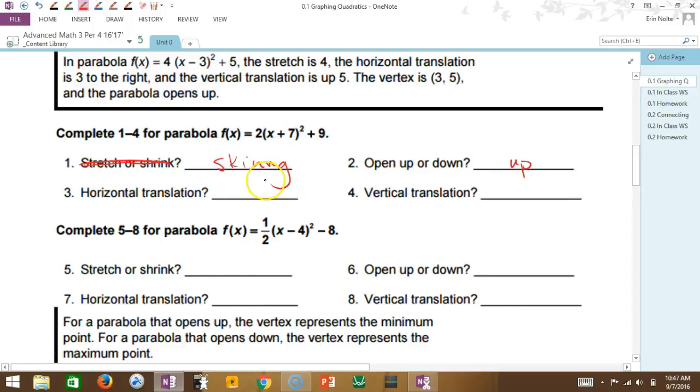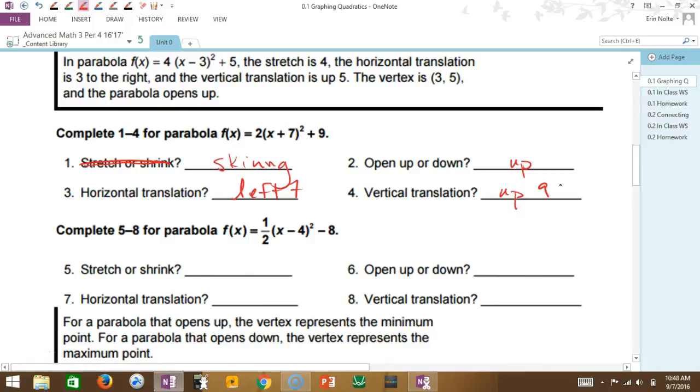Okay, so everybody see where we're getting that? If it's a plus 7, remember the parent function is minus, so you always do opposite. Left 7, or you can think of the vertex. Okay, vertical translation. Up 9. So we're just strictly getting that from the vertex.